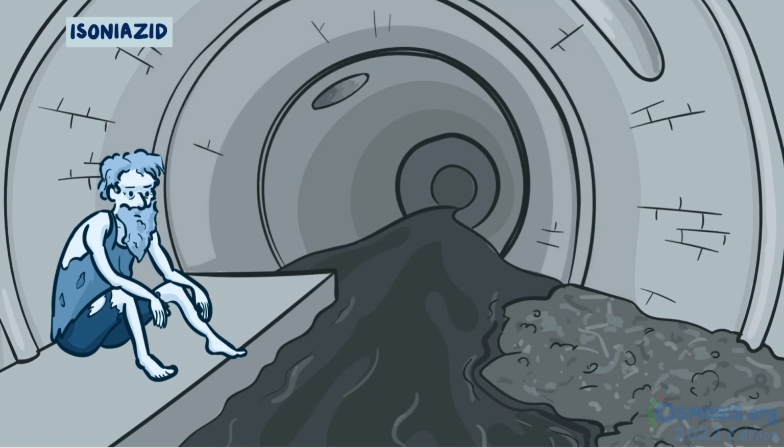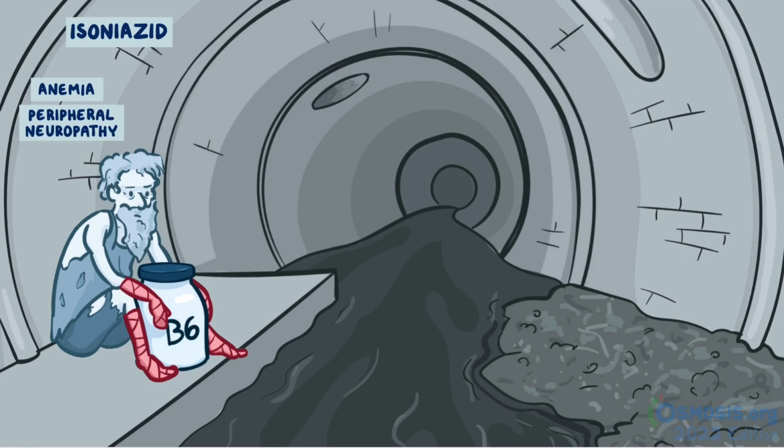The sewer is not a very healthy place to live, so he's very pale, like a vampire, which represents anemia, and his arms are wrapped in bandages to represent peripheral neuropathy. Since he doesn't get a lot of fresh veggies down in the sewers, he takes a lot of vitamins, and you can see that he's holding a big bottle of vitamin B6, which will hopefully fix the anemia and neuropathy.